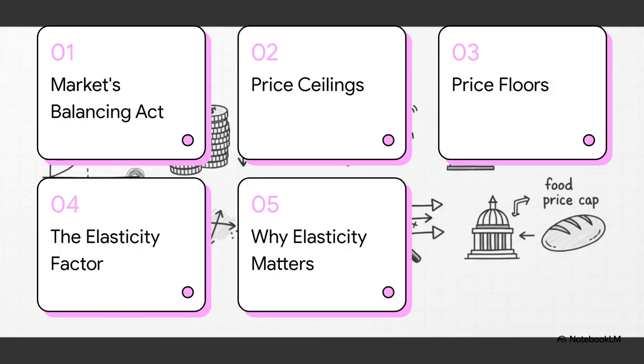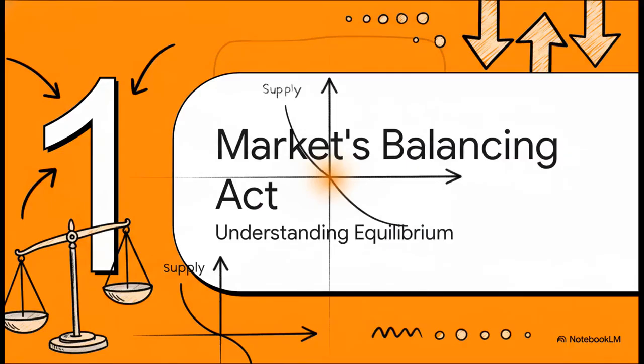So here's how we're going to tackle this. First, a super quick refresher on how the market finds its natural balance. Then, we'll get into the two main ways governments intervene: price ceilings and price floors. After that, we'll introduce a brand new and honestly crucial tool for our analysis: elasticity. And finally, we'll see why that one single concept completely changes the game when you look at the real-world impact of these policies. All right, let's dive into our first section, the Market's Balancing Act.